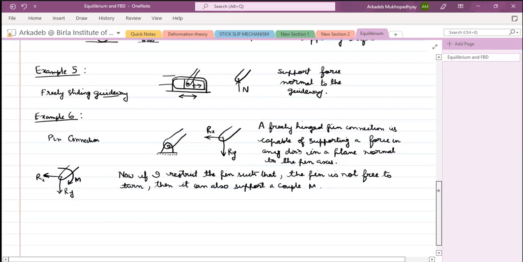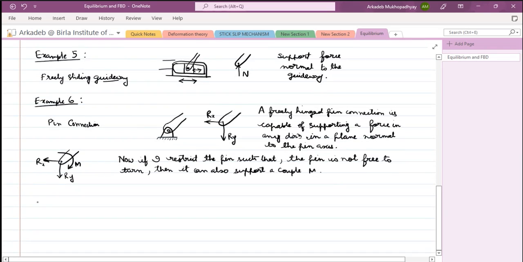Next, finally, suppose you have a built-in support.